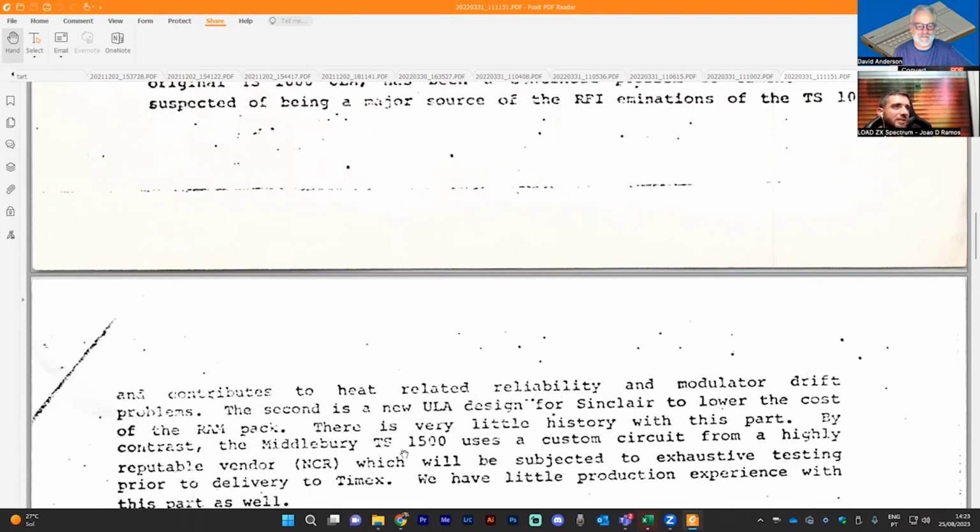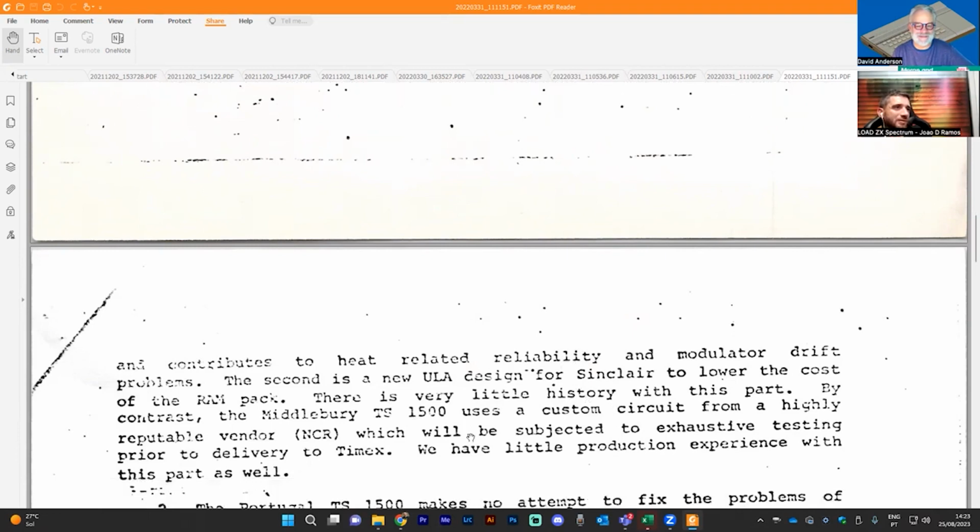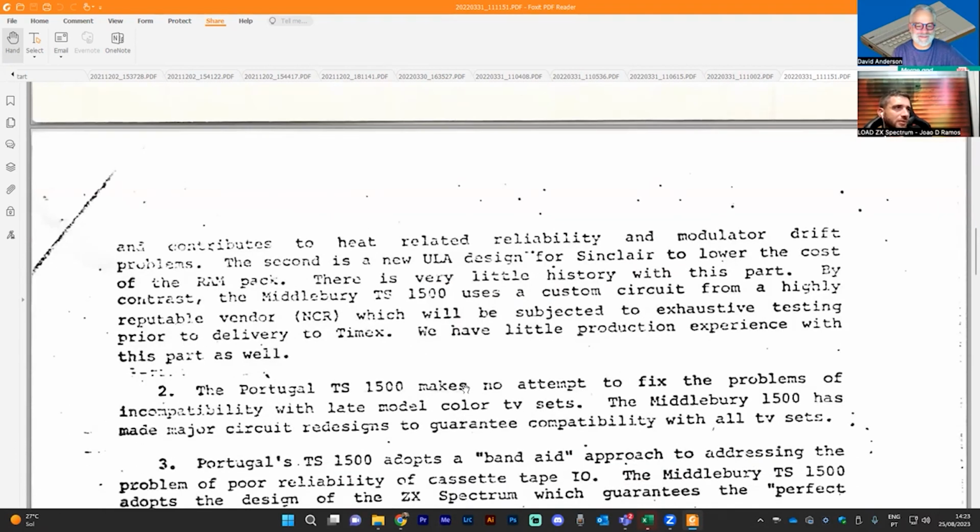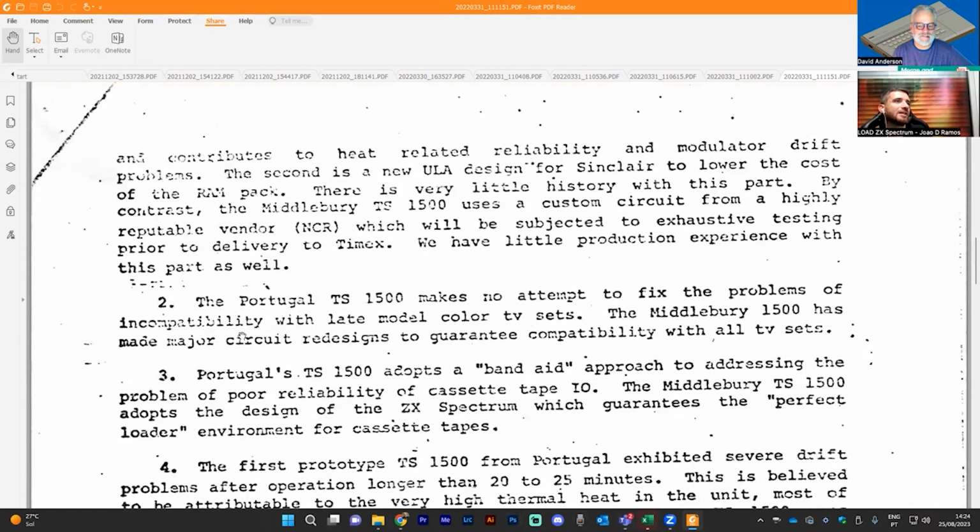By contrast, the Middlebury TS1500 uses a custom circuit from a highly reputable vendor, NCR, which will be subject to exhaustive testing prior to delivery to Timex. We have little production experience with this part as well. Portugal makes no attempt to fix the problems of incompatibility with late model color TV sets. Okay, and the other one has made redesigns to deal with that. Portugal TS1500 adopts a band-aid approach to addressing the problem of poor reliability of cassette tape I/O. Oh, that's interesting. So the Middlebury adopts the design of the ZX, which guarantees the perfect loader environment for cassette tapes.